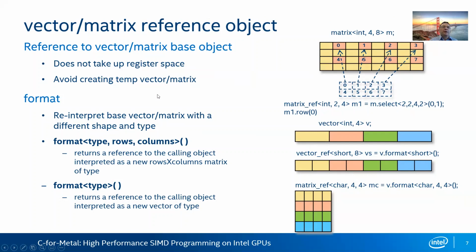We also have another function, format, which returns a reference object. Format reinterprets the base vector or matrix with a different shape and type. In the example on the right, we have a vector of 4 integers highlighted in different colors. We reformat the 4 integers into 8 shorts and a 4x4 byte matrix. Again, they all share the same register space. You can view format as a C union.